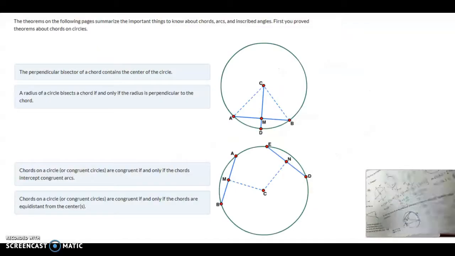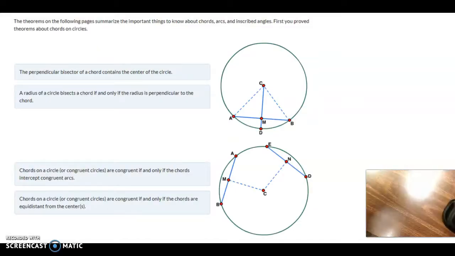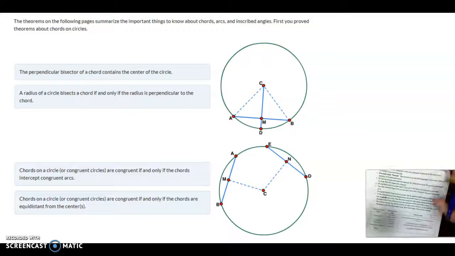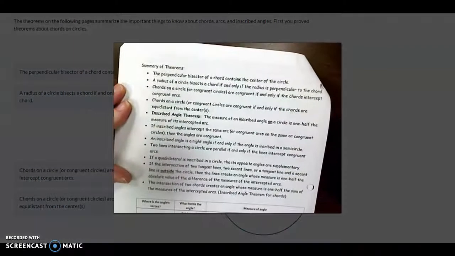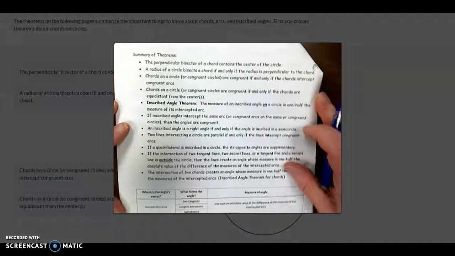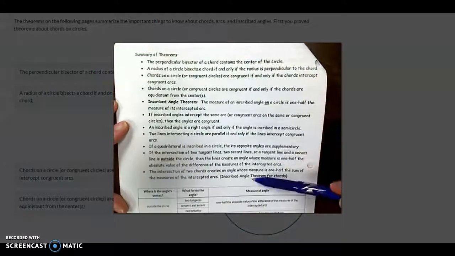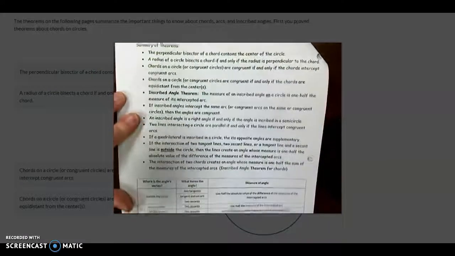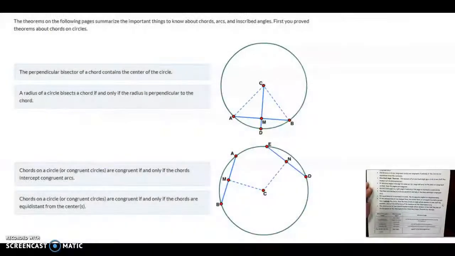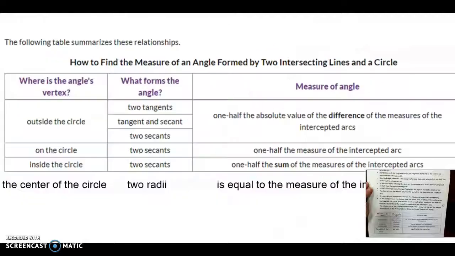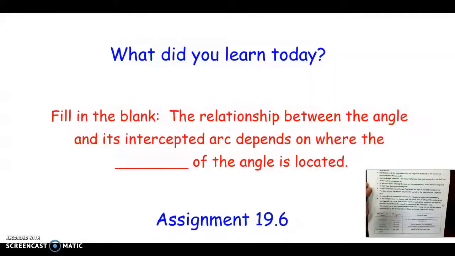All right, so just as a review, and we have reviewed this many times, you have all of the theorems on your notes. This is a really great thing for you to study and make sure that you know all of these relationships. And the chart at the bottom is also super important. That brings us to our wrap-up question for today: the relationship between the angle and its intercepted arc always depends on where the what of the angle is located.